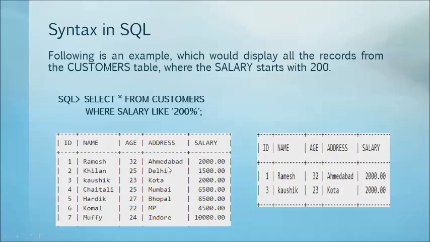So we have number one, Ramesh, salary is 2,000. And we have ID number three, Kaushik, which is also 2,000. And then the rest is not like. So our generated output would be ID1 and ID3, ID1 Ramesh, and ID3 Kaushik. So that is our generated output.